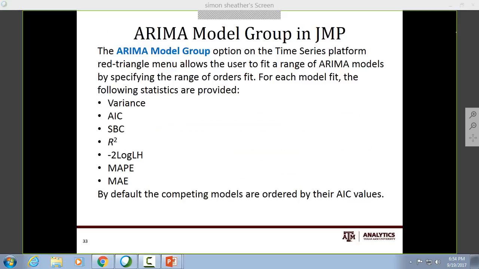So there's a great thing in JMP, which doesn't exist in SAS in a straightforward way, called an ARIMA model group, and it fits every model over a range of values. And much to my chagrin, so much to my displeasure, as we say in regular English, what JMP does is order the models from best to worst in terms of AIC, not SBC. And the young people have heard my displeasure at that many times, but they still do it.